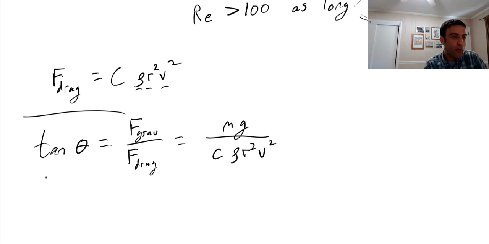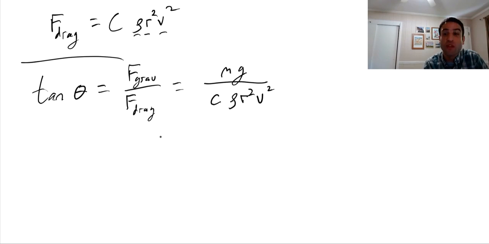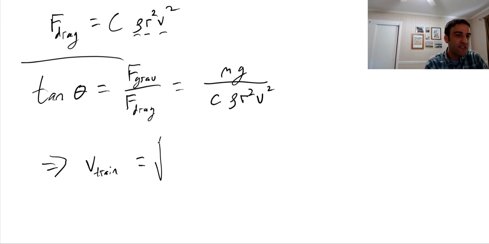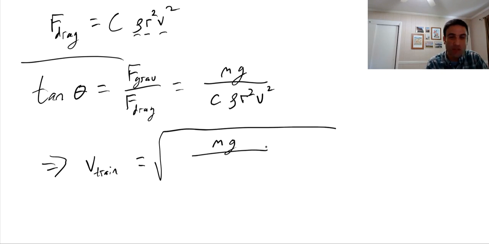Now, what I wanted was a relationship between angle and velocity. So if I rearrange for the velocity of the train, bringing the subscript back, that's given by the square root of some big expression: the mass of the droplet times the acceleration due to gravity, divided by some constant that we don't really know, times the density of air, times the radius of the droplet squared, times the tangent of the angle.